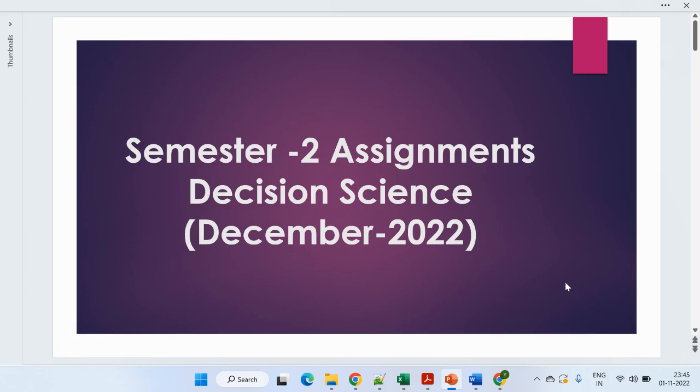How to get this PDF file? Just log into your portal, go to the left panel. In the left panel we have exams. In exams, just click on assignments so that you will be able to download this PDF file.